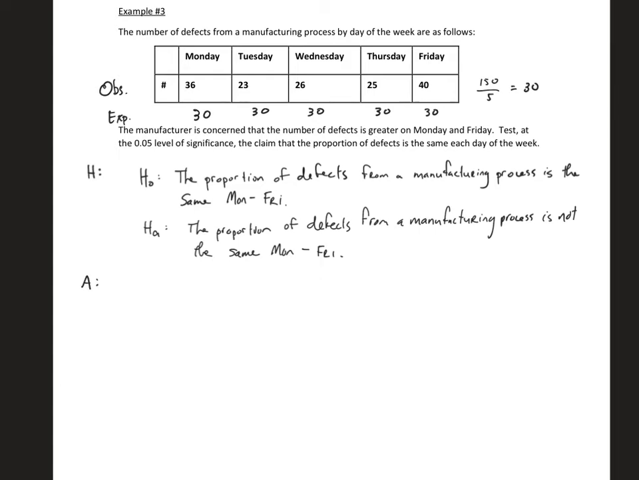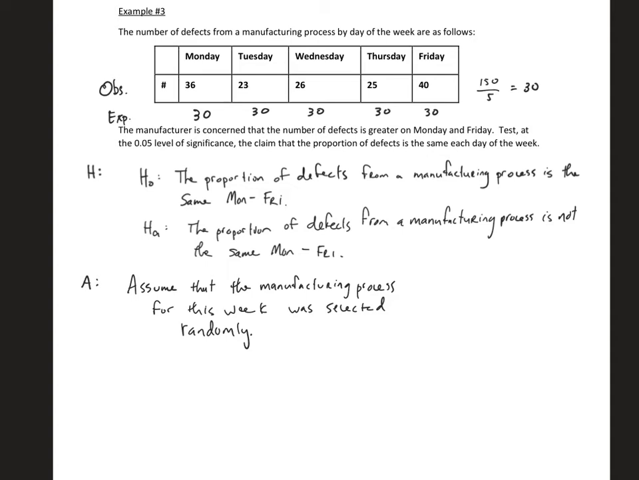So here we go. We need to look at our assumptions now. First thing we will take a look at is we are going to assume that the manufacturing process for this week was selected randomly. It doesn't mention that this was a random selection of 1 week throughout the manufacturing process. So I'm going to assume that the manufacturing process for this week was selected randomly. I will proceed with caution.